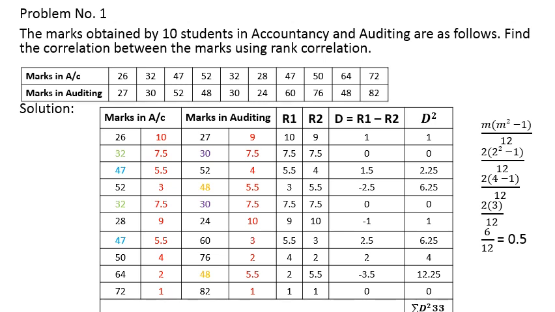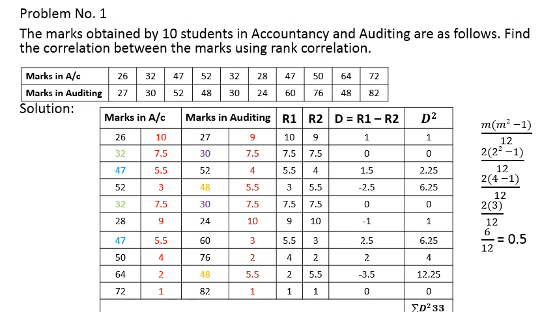Now, after assigning ranks to different set of values, two sets of values, you consider ranks of first set and second set, that is R1 and R2. So, D equal to R1 minus R2: 10 minus 9, 1; 7.5 minus 7.5, 0; 5.5 minus 4, 1.5; 3 minus 5.5, minus 2.5; 7.5 minus 7.5, 0; 9 minus 10, minus 1; 5.5 minus 3, 2.5; 4 minus 2, 2; 2 minus 5.5, minus 3.5; 1 minus 1, 0.